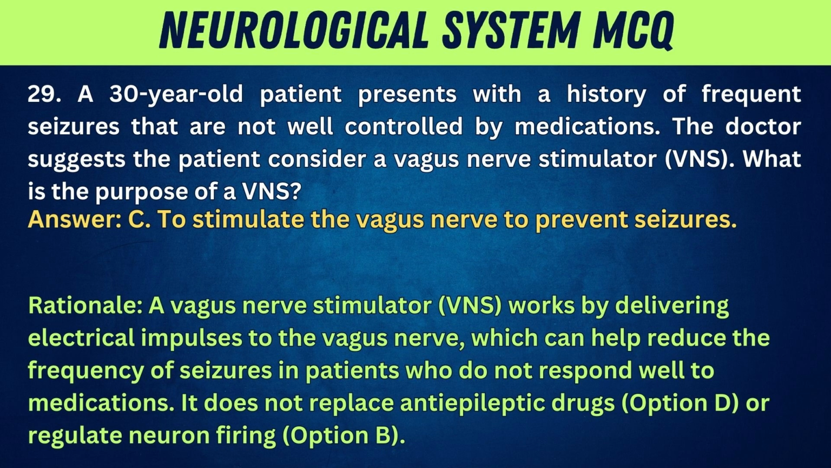Answer: C. To stimulate the vagus nerve to prevent seizures. Rationale: a vagus nerve stimulator, VNS, works by delivering electrical impulses to the vagus nerve, which can help reduce the frequency of seizures in patients who do not respond well to medications. It does not replace antiepileptic drugs, option D, or regulate neuron firing, option B.